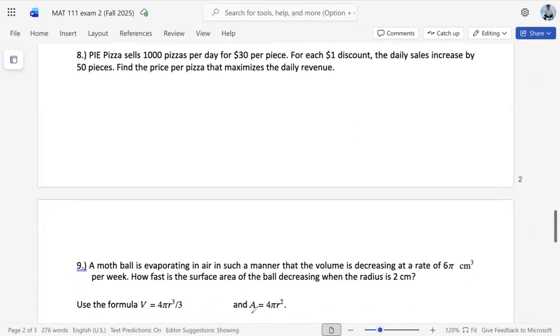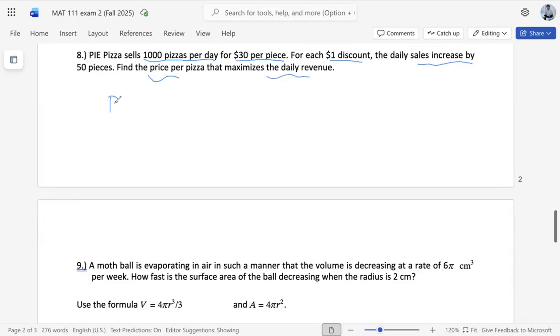Well, let's see, 8. Pie Pizza sells 1,000 pizzas per day for $30 per piece. For each $1 discount, the daily sales increase by 50 pieces. So we want to find the price per pizza that maximizes the daily revenue.